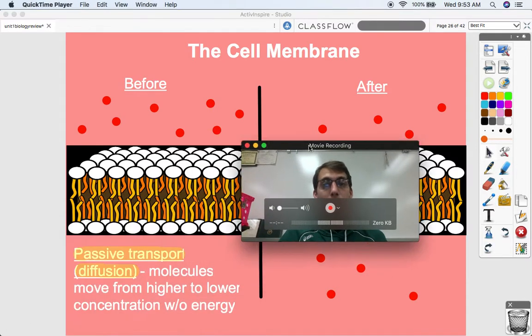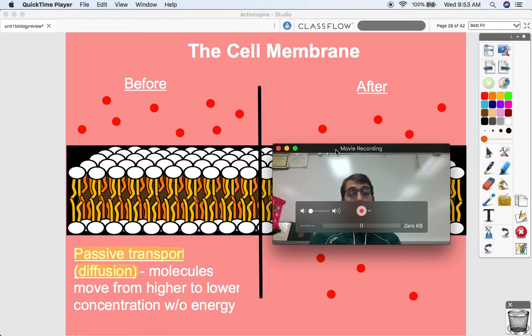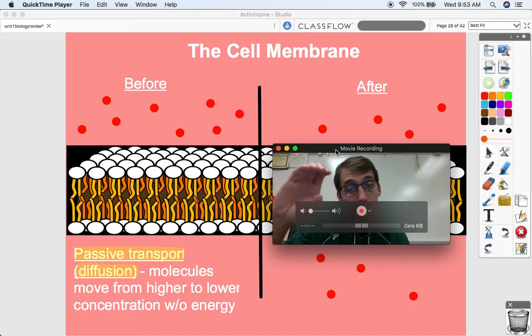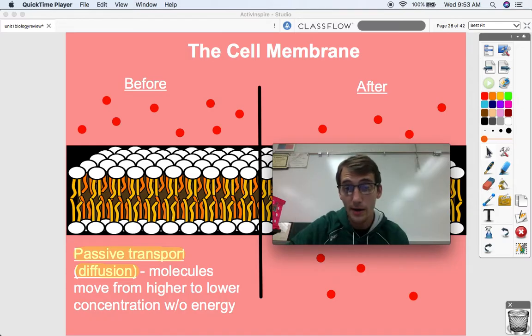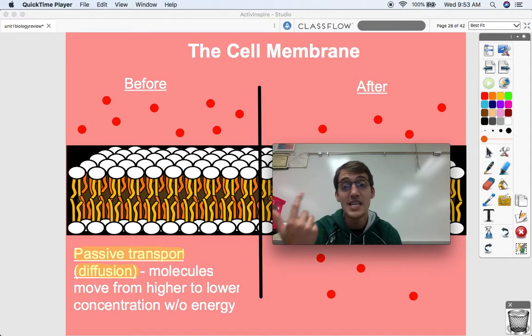That process is called passive transport, or also diffusion, where molecules naturally move from a higher concentration to a lower concentration without the use of energy. So imagine this scenario: if I drop some food coloring into a glass of water, what's going to happen to the food coloring? Is it just going to stay as a little droplet the whole time? No, eventually it will spread out. And that's exactly what happens. That's called diffusion.